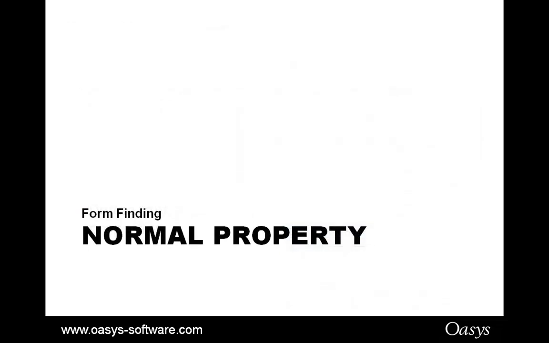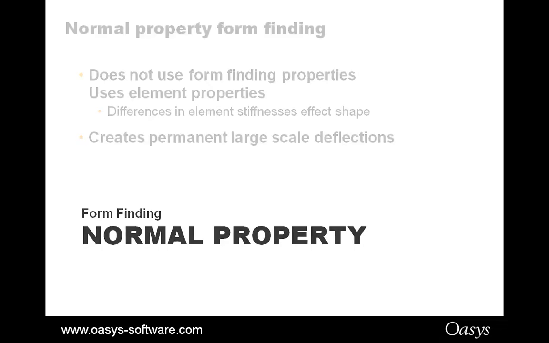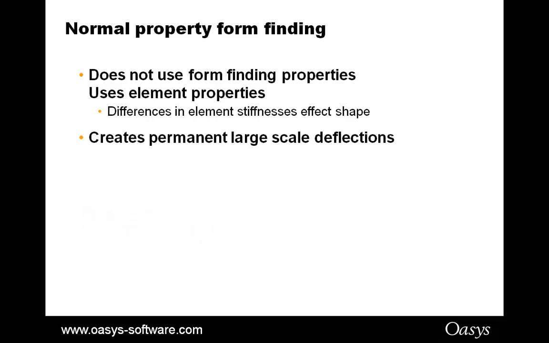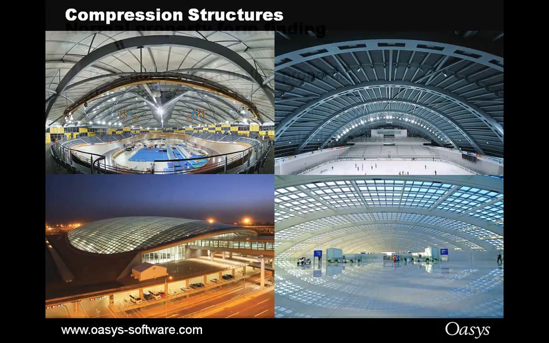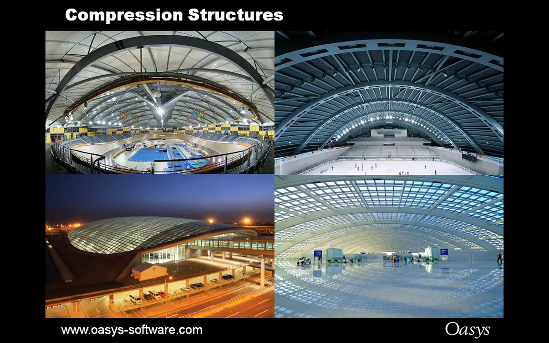The third method we have is what we call a normal property, or ignoring form finding properties. This uses the element properties themselves. The idea is we create large-scale deflections in the structure from applied loads. This is a very useful method for compression-only structures such as domes and arches and so on.